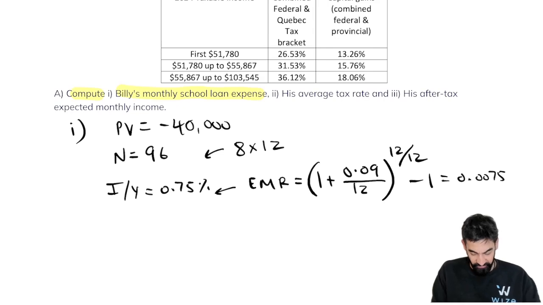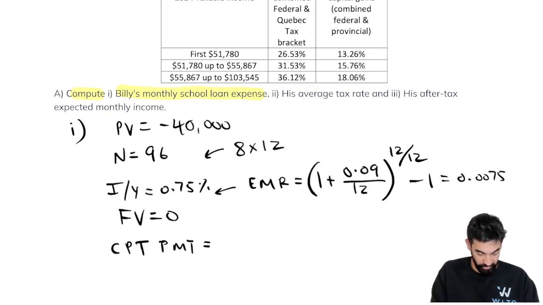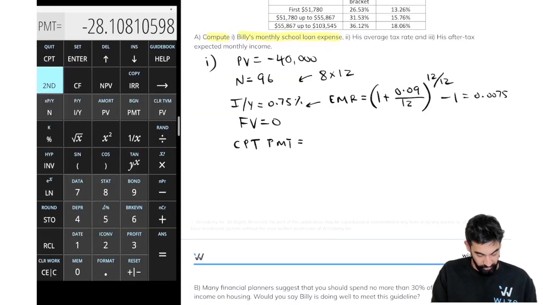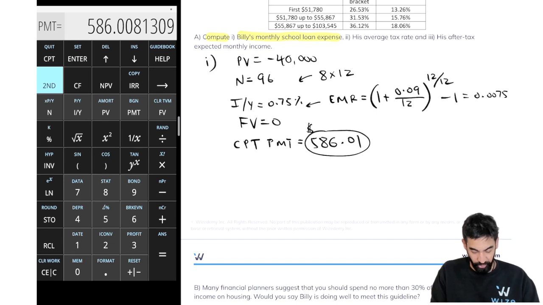And what is the FV? 0. There's no future value. We're going to compute payment. What is the monthly payment here? So we put it in our financial calculator. So negative 40,000 is my PV. 96 is N. 0.75 is my IY. 0 FV. Compute payment. I get 586.01. That's your answer to part 1.